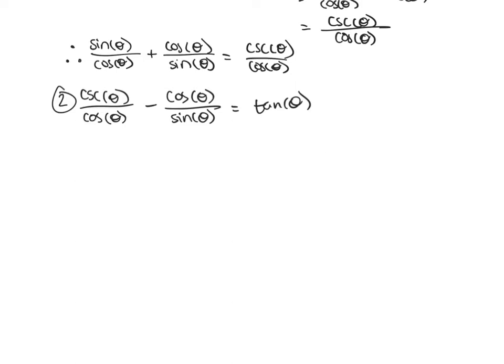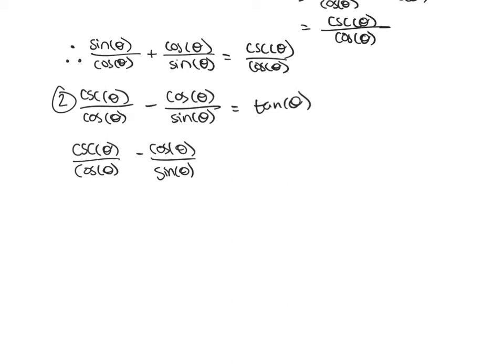So again, I'm going to pick the more complicated side. That's going to be cosecant of theta over cosine of theta minus cosine of theta over sine of theta. So there's a couple different ways to approach this. You can start this like what we did with our other problem where we just found common denominators.